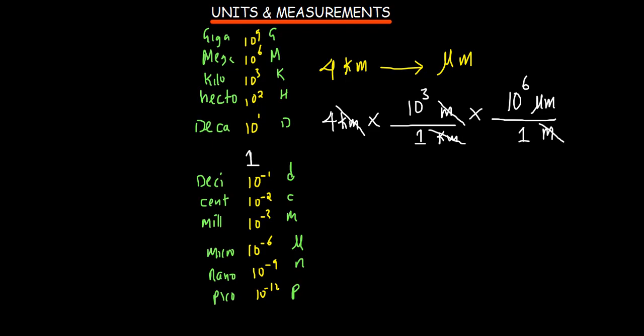So what we have remained with is now 4 times 10 to the power 3 times 10 to the power 6. And 10 to the power 3 times 10 to the power 6, same base, just add the powers. So it's going to be 10 to the power 9. And the answer is now in micrometers. So this is how you make a conversion.